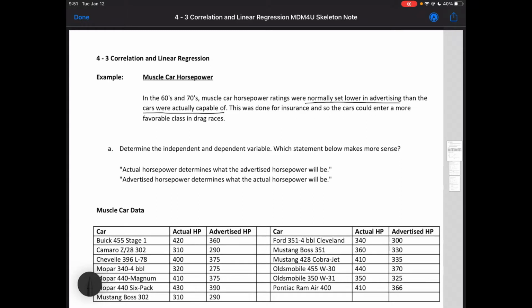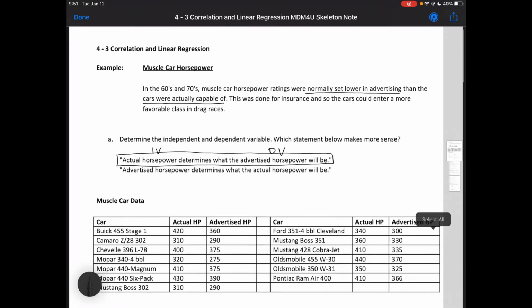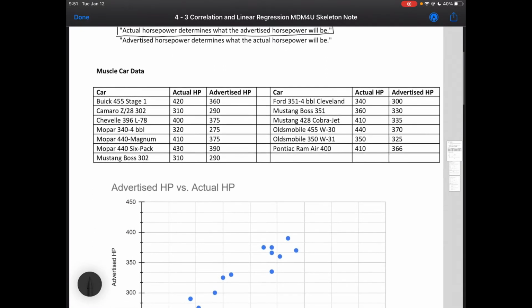The first thing that we need to do is determine the independent and dependent variable. I've got two statements here. Actual horsepower determines what the advertised horsepower will be, or advertised horsepower determines what the actual horsepower would be. Out of those two, the first one makes more sense. So actual horsepower is going to be the independent variable, and advertised horsepower is going to be the dependent variable.